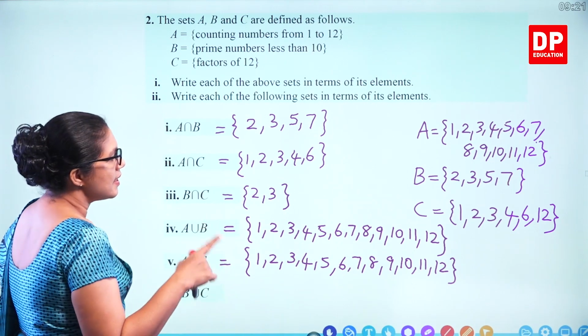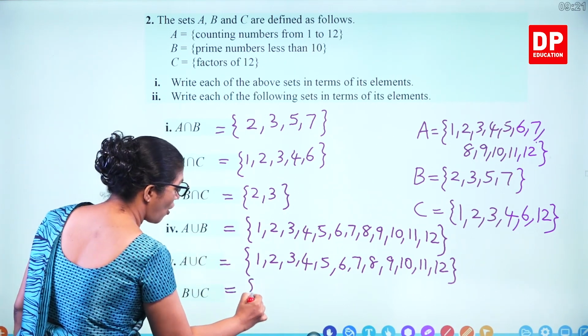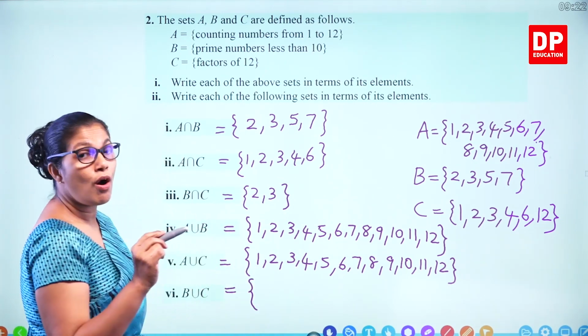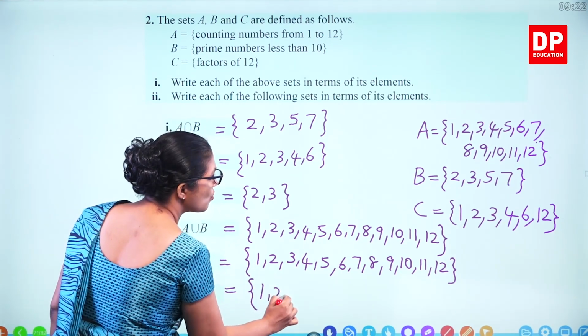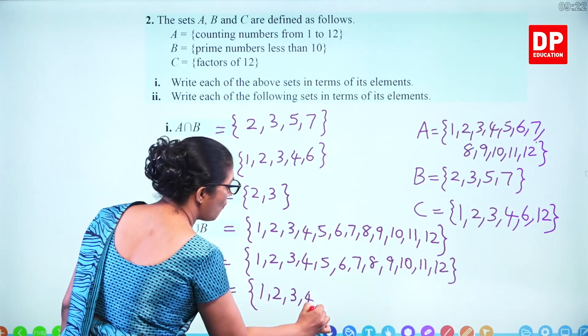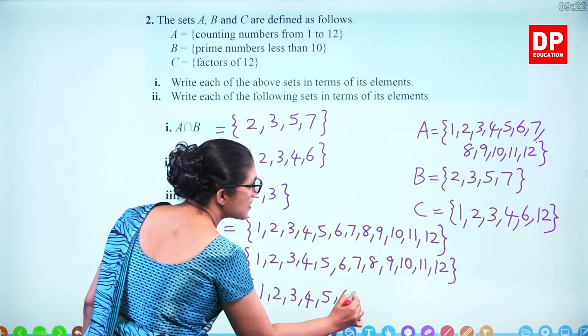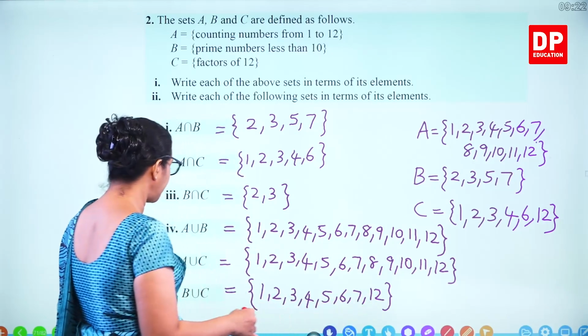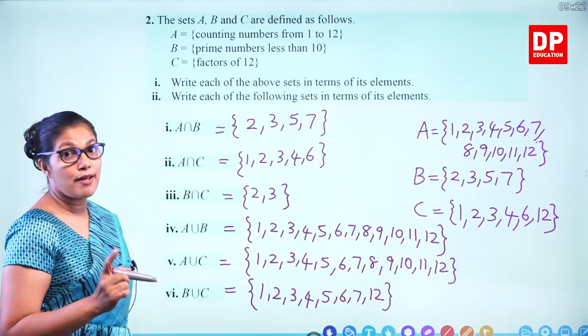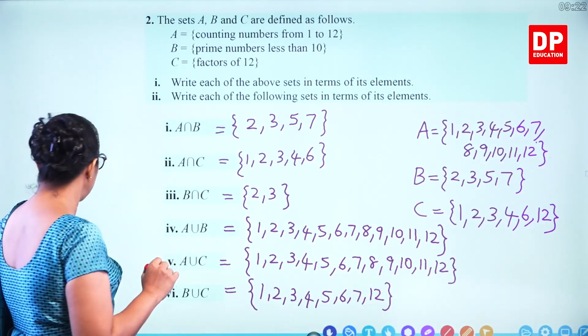B union C. Not common, all in B or C. 1, 2, 3, 4, 5, 6, 7, 12. So in these two, that's how we write down union and intersection.